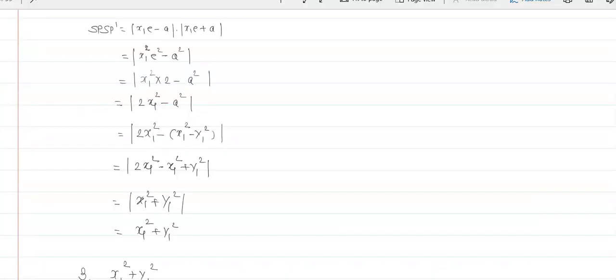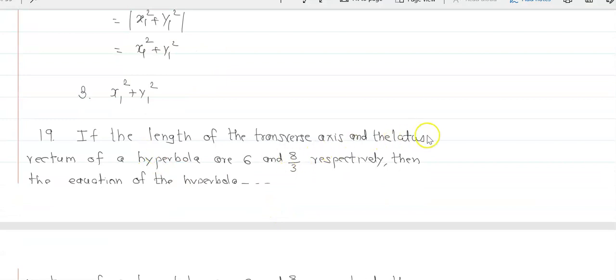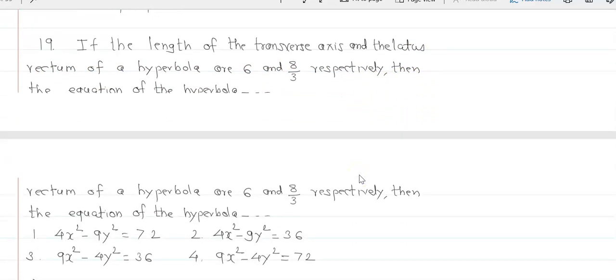Now again you can see the answer here. The length of the transverse axis and the latus rectum of a hyperbola is 6 and 8 upon 3 respectively. Then the equation of the hyperbola.